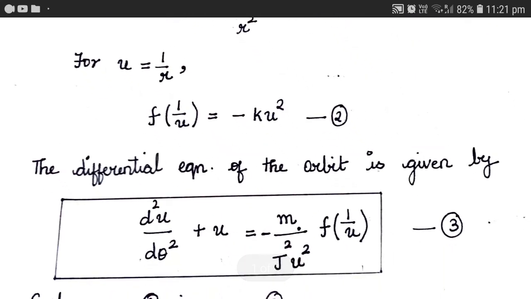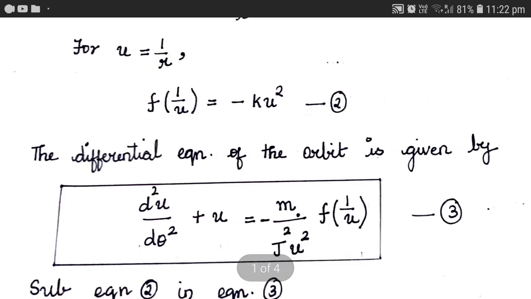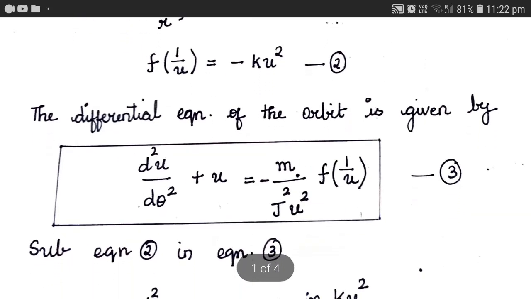The differential equation for any of the orbits is given by, this is the general equation, d square u by d theta square plus u equal to minus m by j square u square into f of 1 by u. In equation 2 we have the value of f of 1 by u. Let us substitute f of 1 by u equal to minus k u square in equation 3.